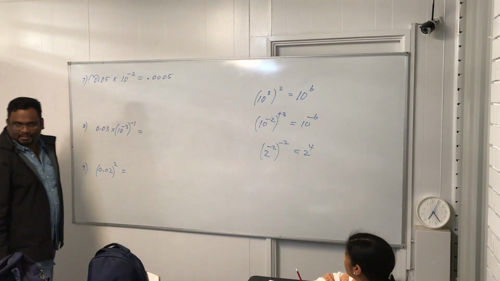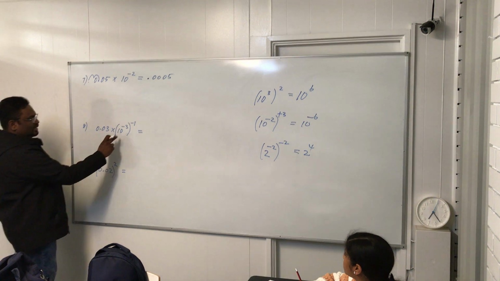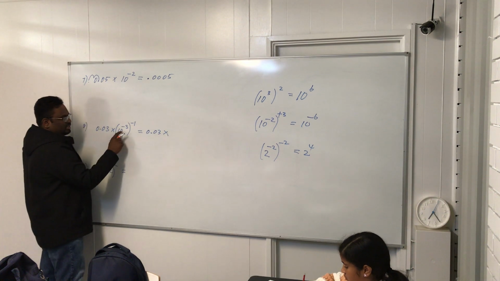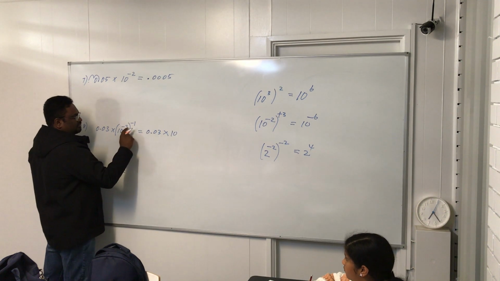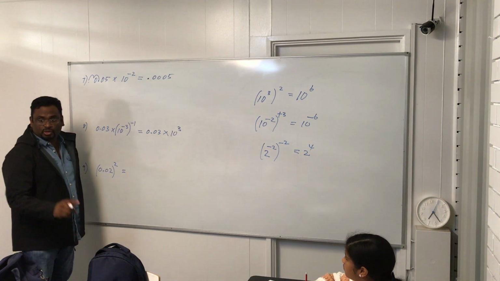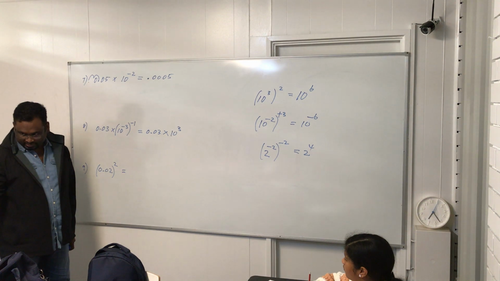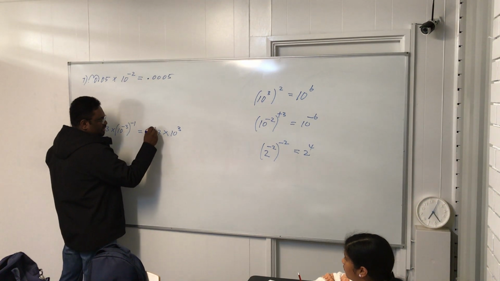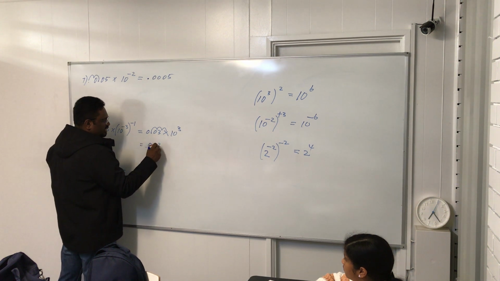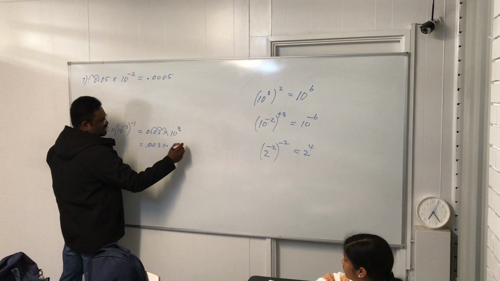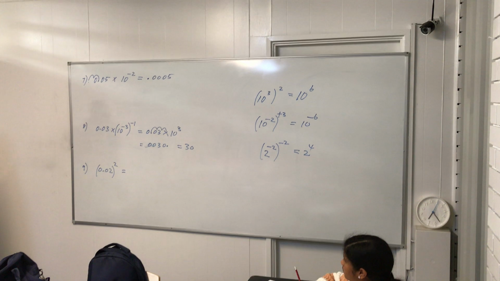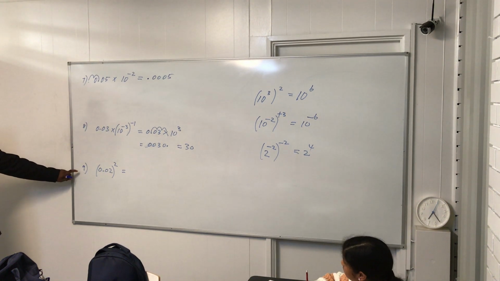Now here, you can rewrite this one, 0.03 times 10 to the power positive 3. Positive means you are moving to the right. So how many positions? 3 positions. 1, 2, 3. So it's going to be 0, 0, 3, 0 dot. So ultimately this is going to be 30. Right? Okay, try this one now.